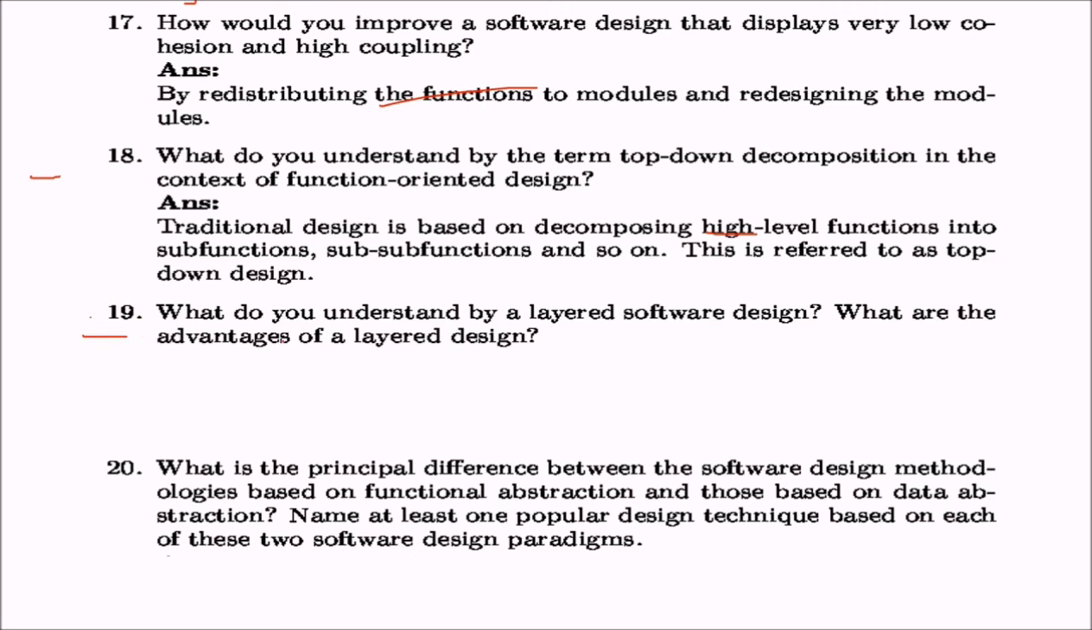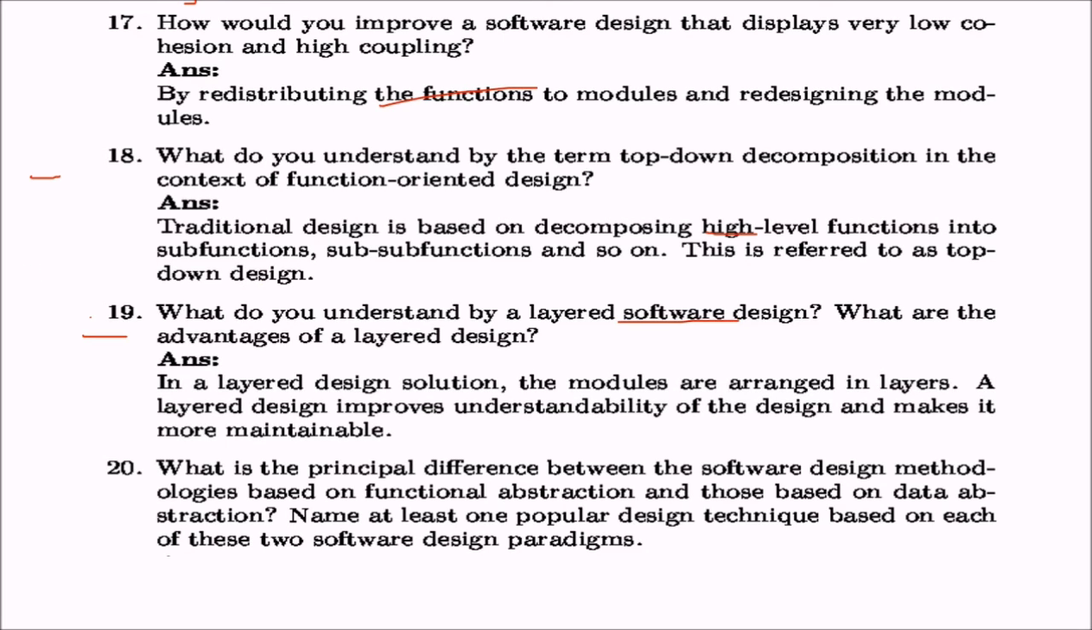Question 19: what do you understand by layered software design and what are the advantages of layered software design? In a layered software design, the modules are arranged in layers. These layers improve the understandability of the design and make it more maintainable also.